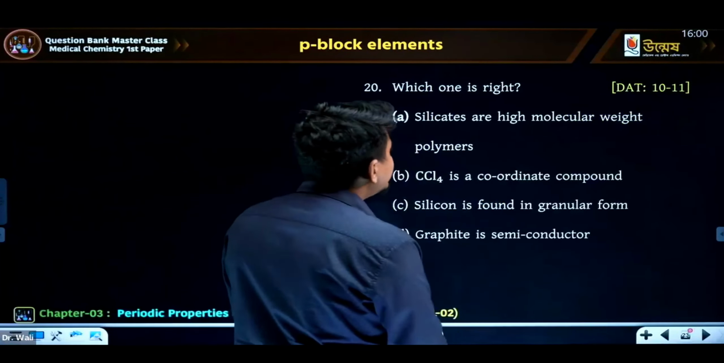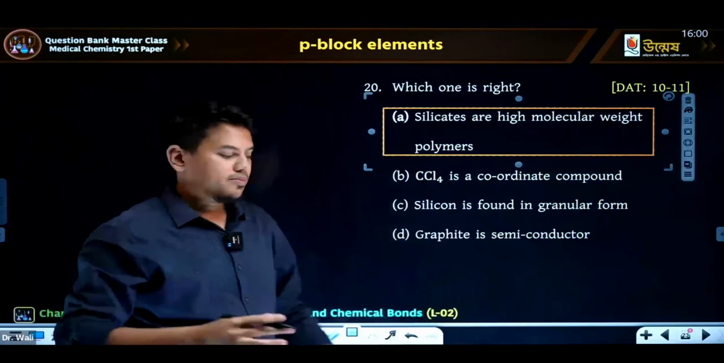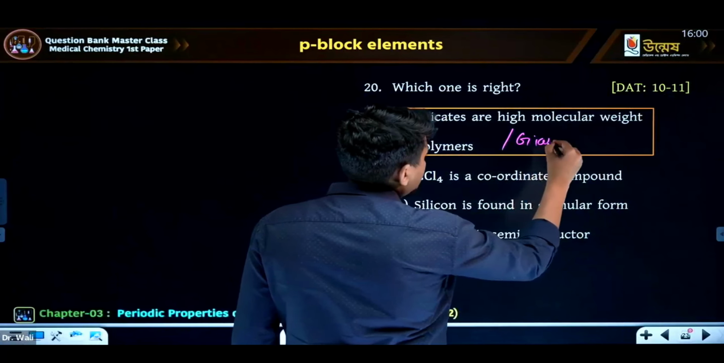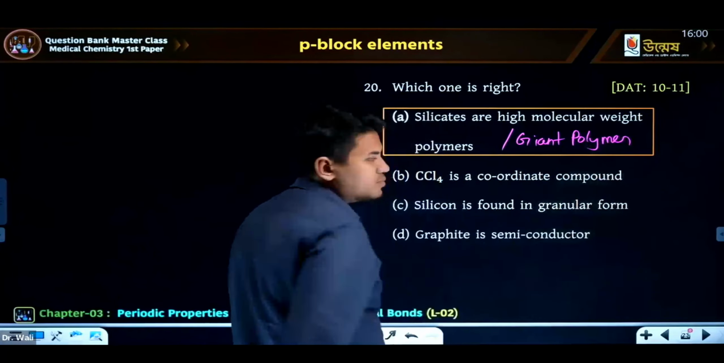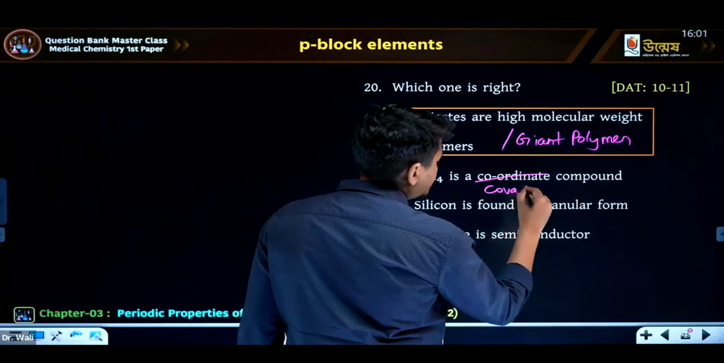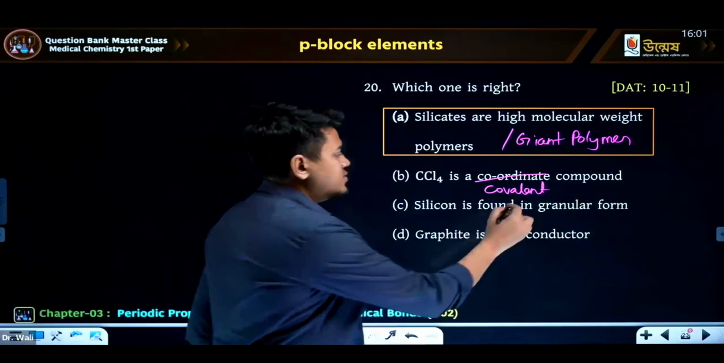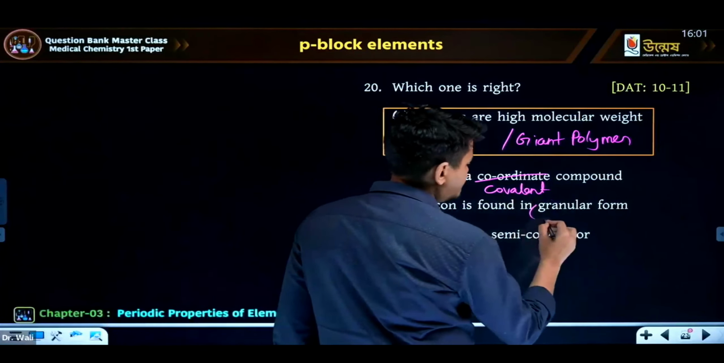Which one is right? Silicates are high molecular weight polymers. Certainly, silicon dioxide or silicates form giant polymer, and it shows high melting point and boiling point as well. Carbon tetrachloride is not a coordinate compound, it's a covalent compound, so it will not be correct. Silicon is found in granular form. Silicon is granular, so there should be an A for that.